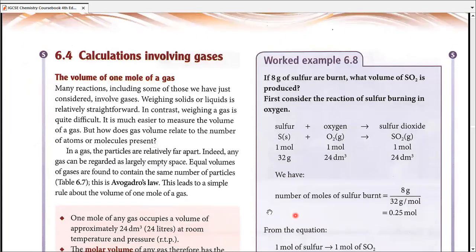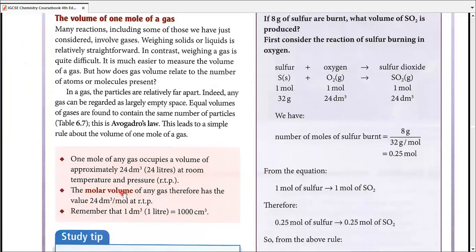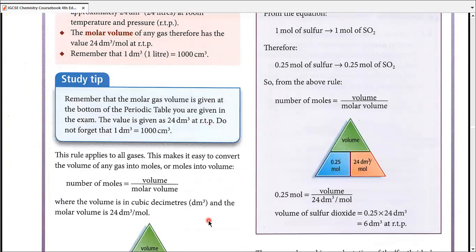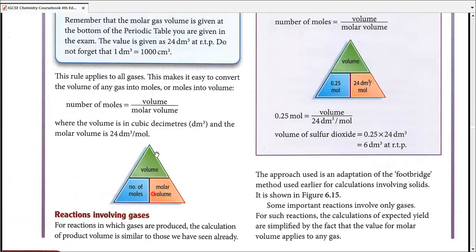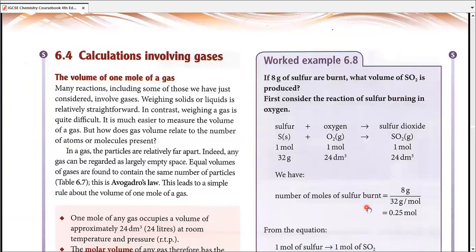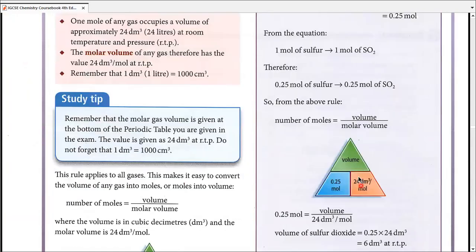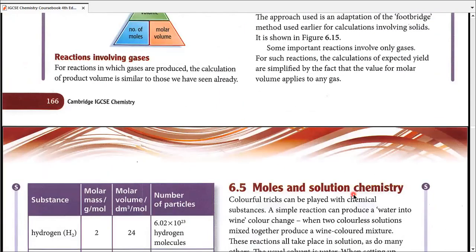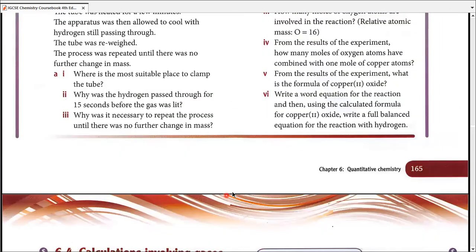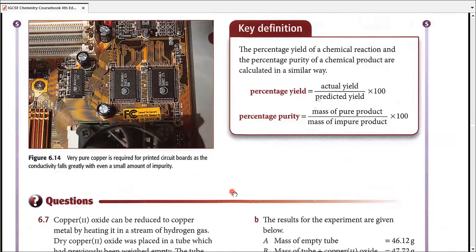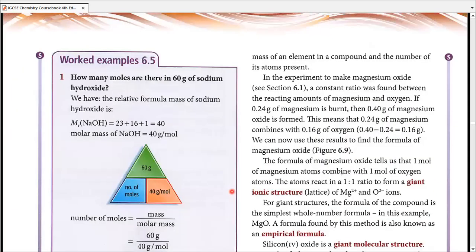Okay, 6.4, volume of 1 mole of a gas, molar volume, what the value is, the conversions per liter and decimeter cube or centimeter cube or milliliter, whatever that is. All of that is given over here. Again, the formula. And this is so far what we have done for it. I haven't considered the reactions involving gases yet. So worked example 6.8 will not work for you. Okay, so this is the part which we are done with in the form of some whiteboard work recently. So let's go back.